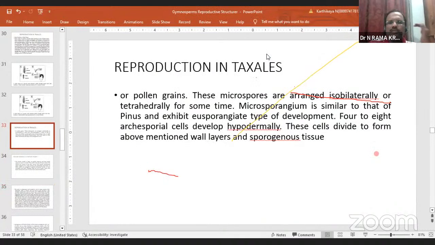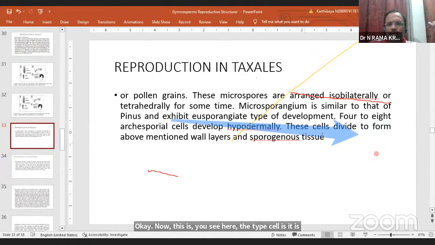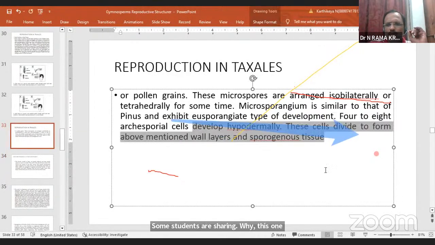Okay, now you see here the tag cell is in an advanced group. Some students are sharing. Why this one? Who is sharing this one?